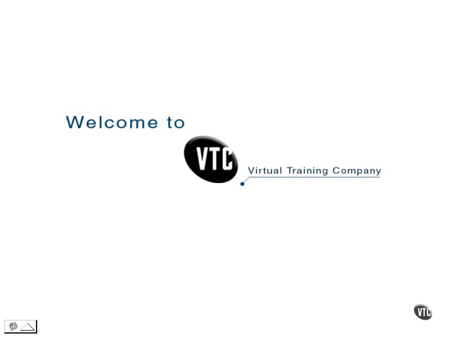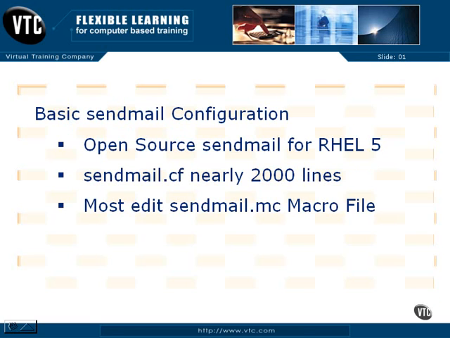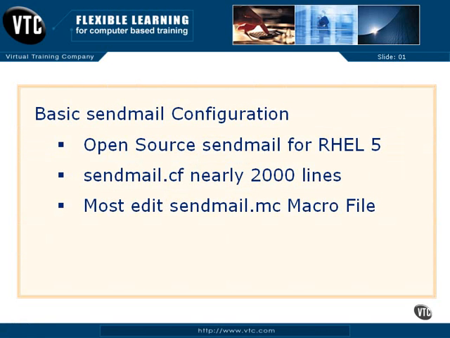There are two basic versions of sendmail available, an open source version and a commercial version. Of course, it's the open source version that's included with Red Hat Enterprise Linux 5. The real sendmail configuration file is sendmail.cf. It's nearly 2,000 lines long, and the language is beyond the capabilities of even many Linux gurus. For that reason, there's also a simpler sendmail.mc macro file available.